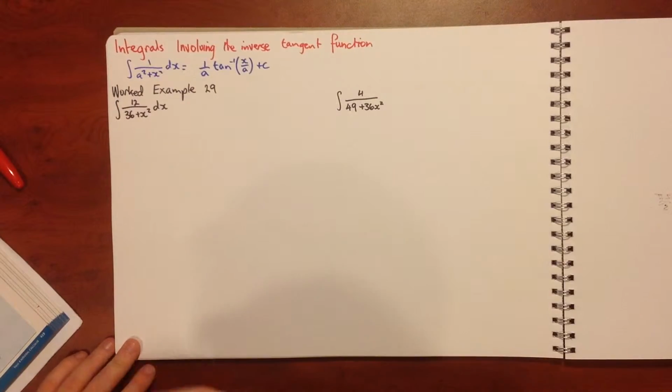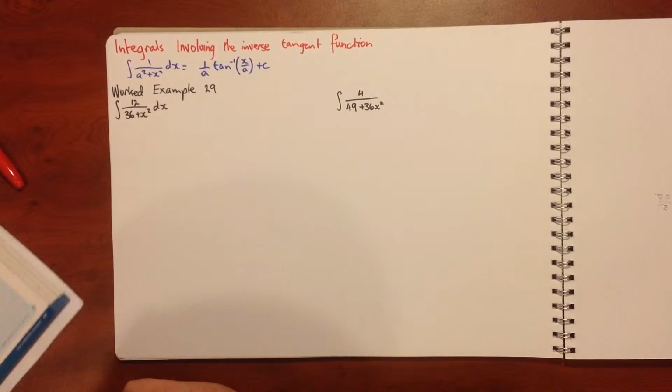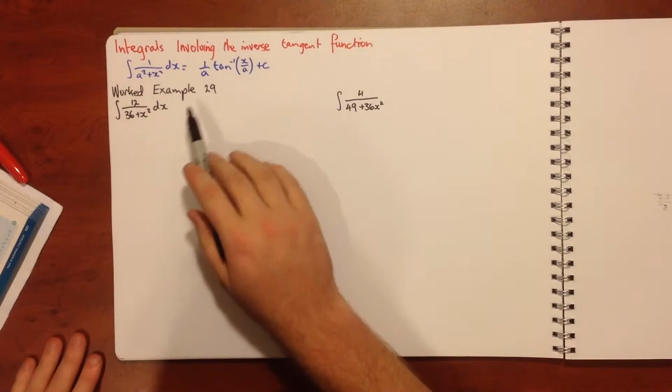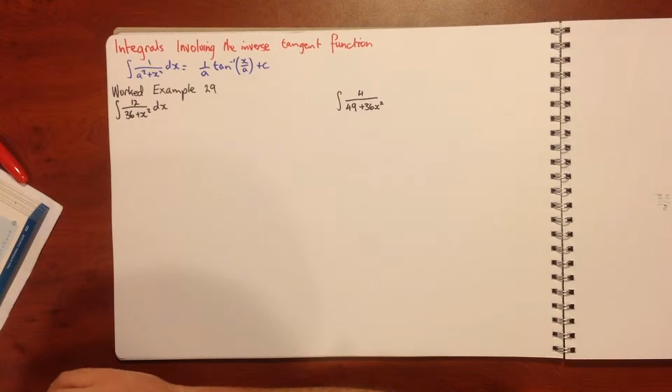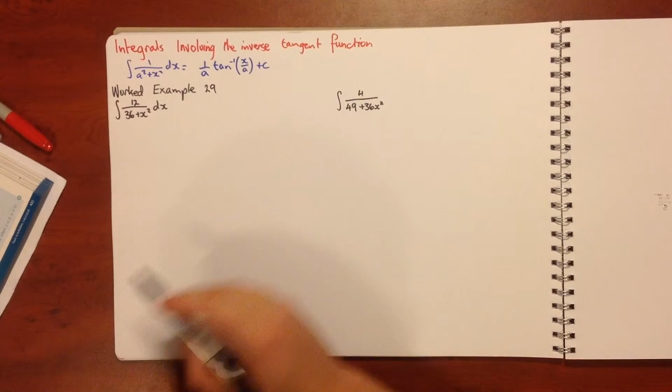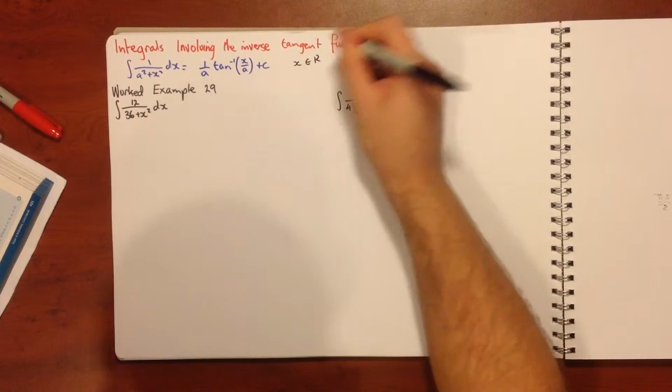Okay, so have a look at integrals involving the inverse tan function. Because of our derivatives of inverse tan, we find that the integral of 1 over a squared plus x squared dx is equal to 1 on a inverse tan of x on a plus c, and this is for x an element of all real numbers.